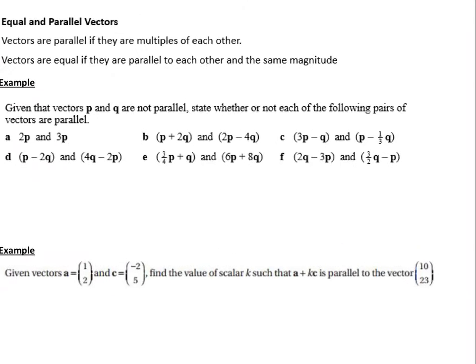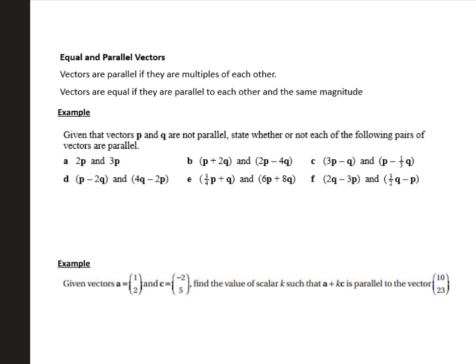Okay, next little thing to look at are equal and parallel vectors. So vectors are parallel if they're multiples of each other, so scalar multiples of each other. So if I can times one of them by a scalar and get the other one, then they're parallel. So that means they're the same direction, just different lengths. And vectors are equal if they're parallel to each other and they have the same magnitude. So that means the components are equal. So the horizontal component, vertical component, they're equal.